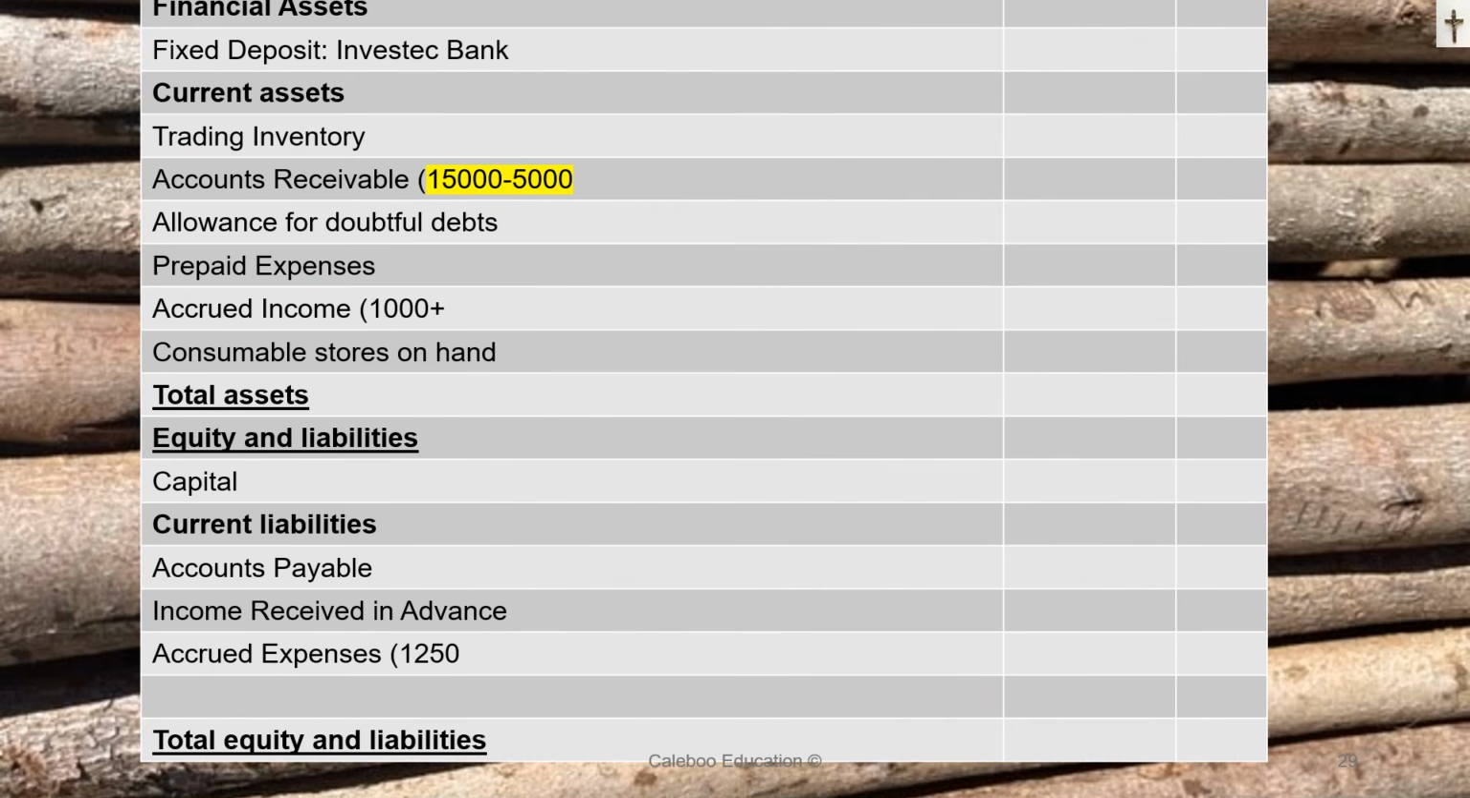Right, the accounts receivable, it had a balance of 15,000. Now because of this bad debt, it has decreased by 5,000.